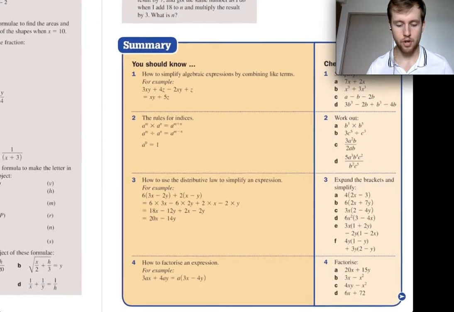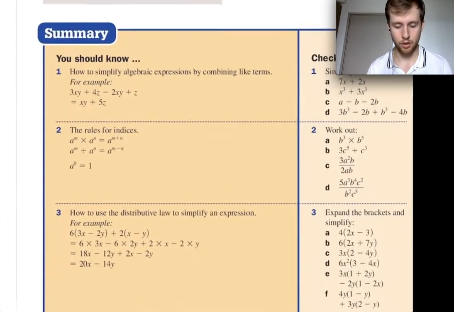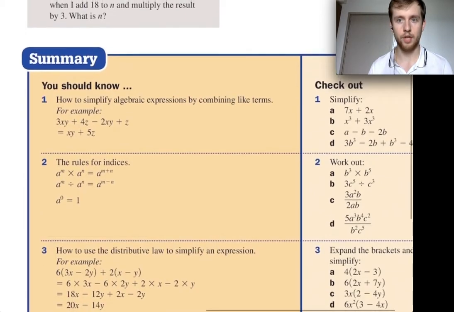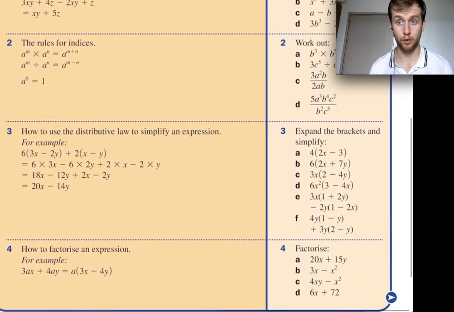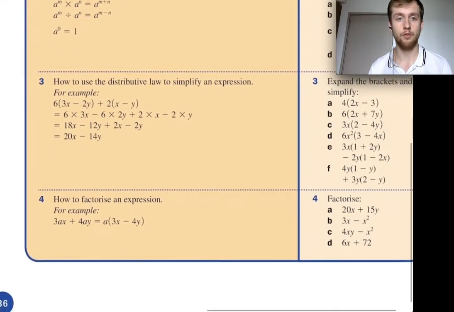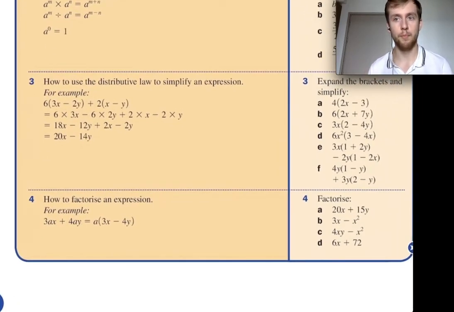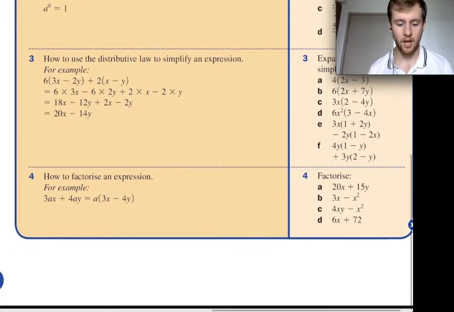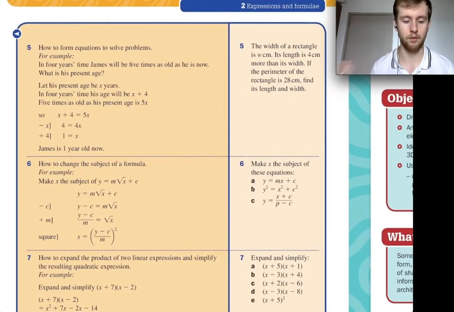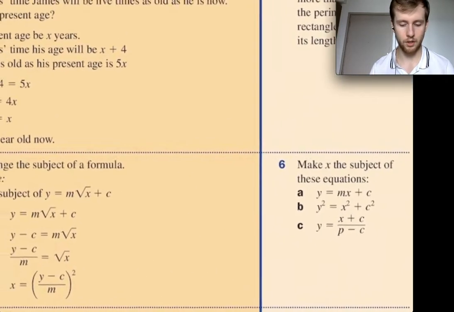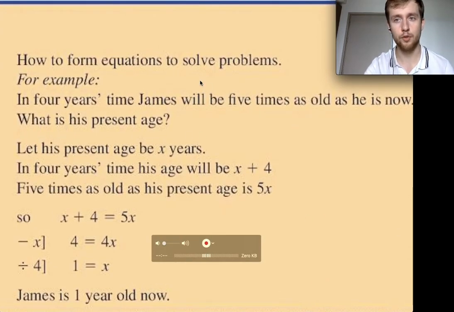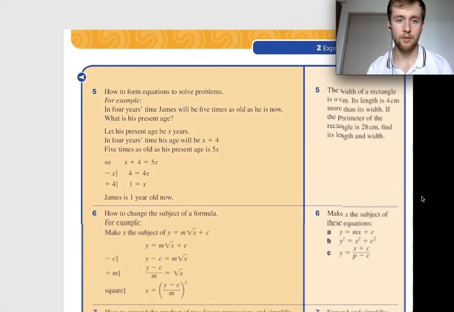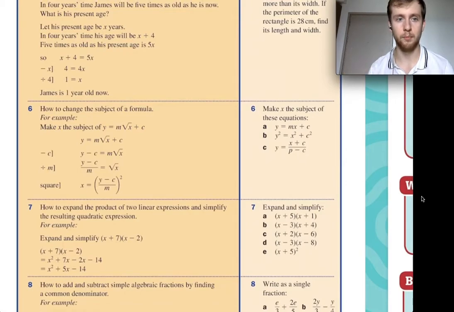What else do we have in this chapter? Again, one more time, just to make sure. Last lesson, we learned how to simplify expressions by combining like terms. We learned the rules for indices and how to work with them. We learned how to use the distributive law, which is how to open the brackets and then simplify. And we learned how to factorize. And of course, we started learning about word problems. This is actually called how to form equations to solve problems. This is what we're doing, but we also need to solve the problem as well.